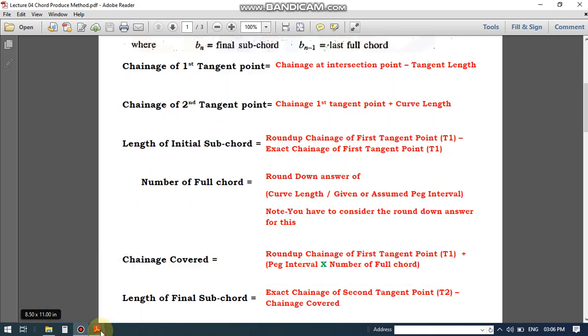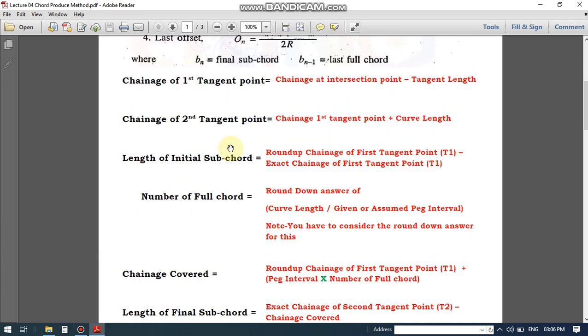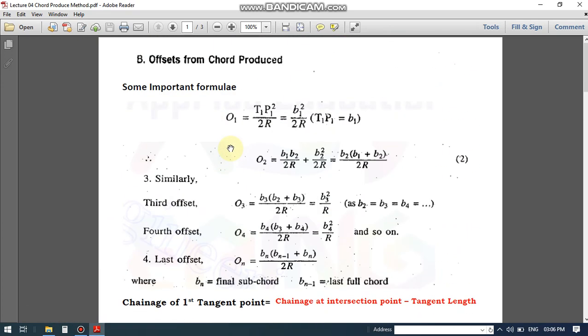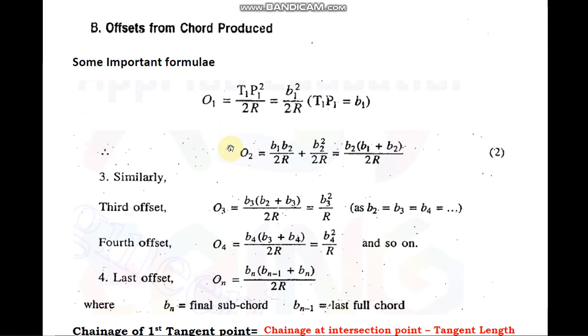In the previous video lecture, I explained Rankine's method and the long chord method, but in today's lecture, I'm going to explain the chord produce method. In this method, lots of students found difficulties and were not able to solve the numerical properly, so I thought I should give a video lecture on that topic also. The topic of the method is offsets from chord produce method.